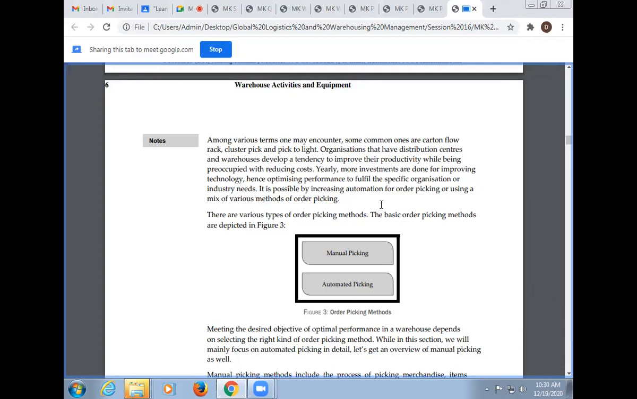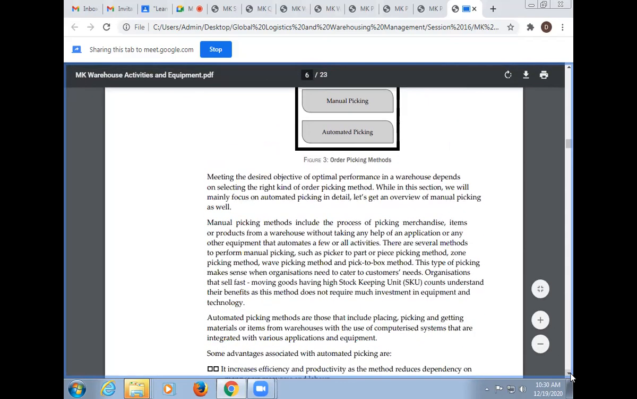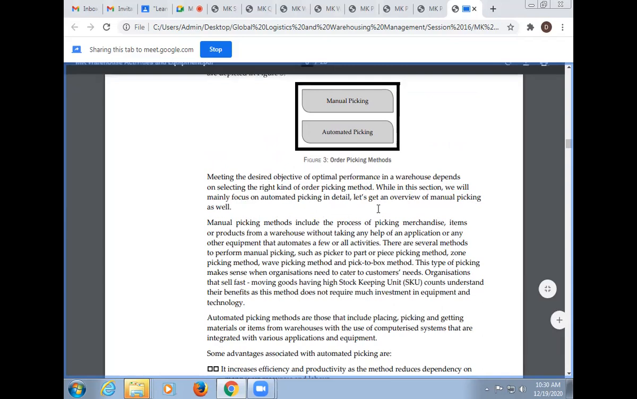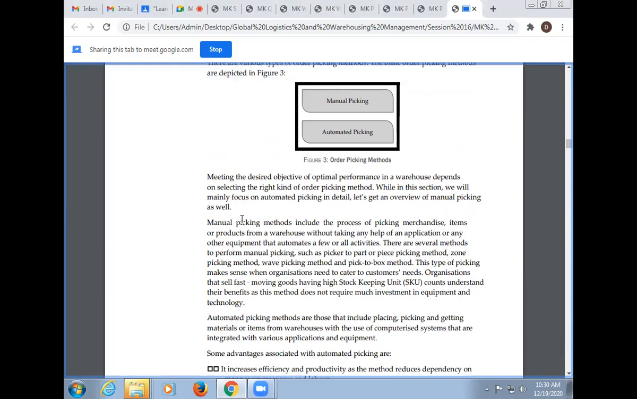Order picking is important in the case of warehouses. There are various types of order picking methods. The basic order picking methods are depicted in the figure. Meeting the desired objectives of optimal performance in a warehouse depends on selecting the right kind of order picking method. In this section, we will mainly focus on automated picking in detail. Let's get an overview of manual picking as well.